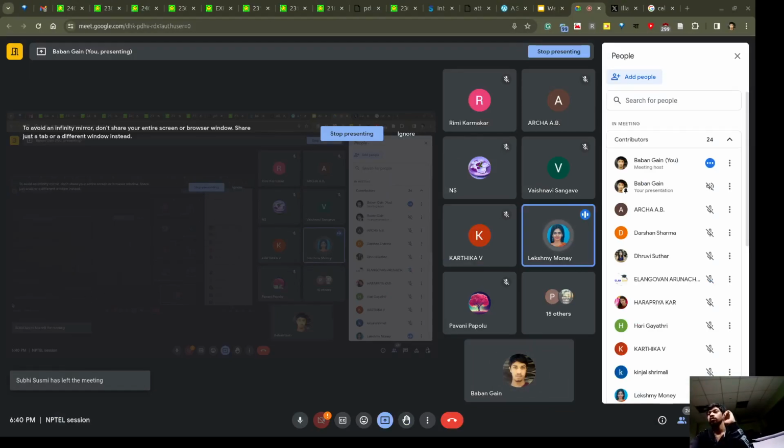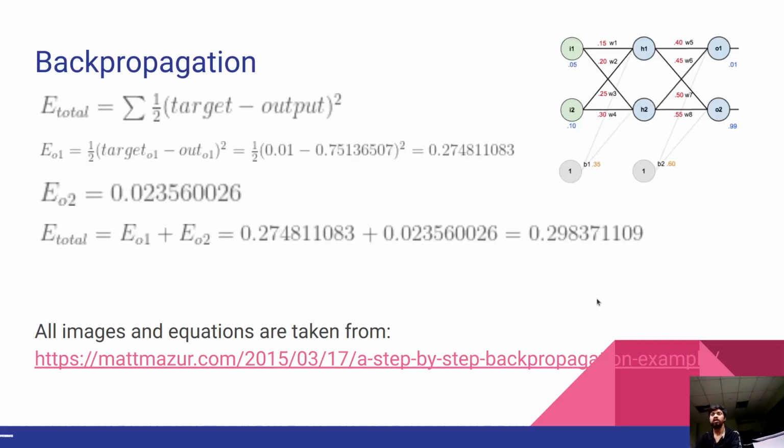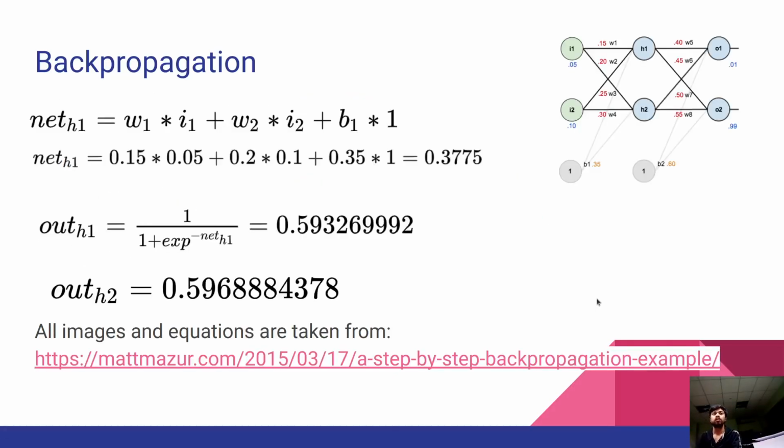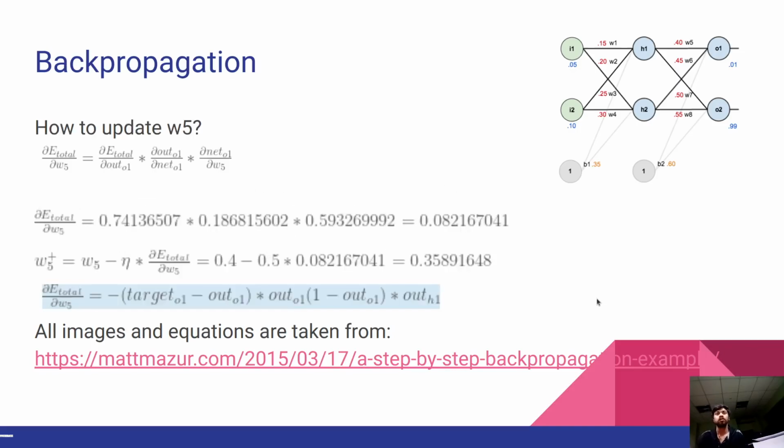Can you just go through the important equations, the main equations used in this? I will also share the slides anyway. This one you can write down. If you calculate this E total with respect to W5, and then put it into this, you will get everything.